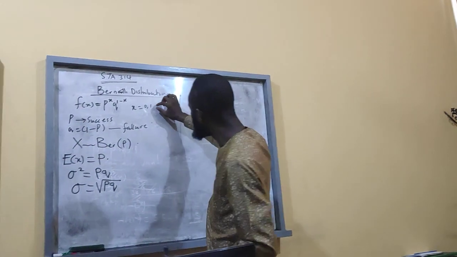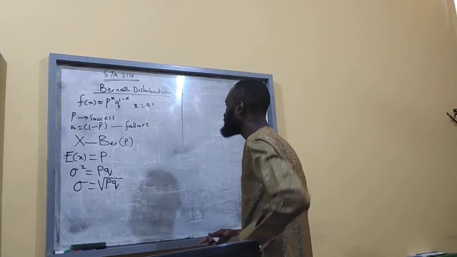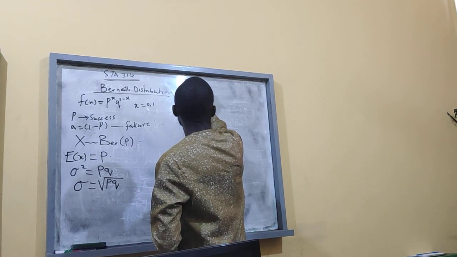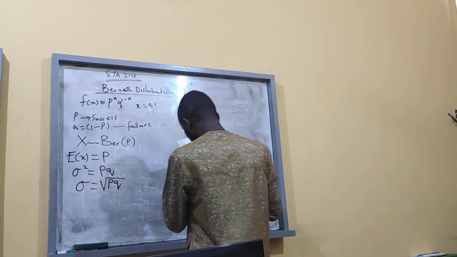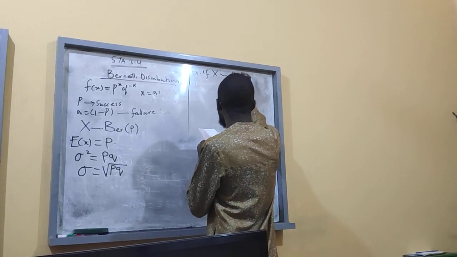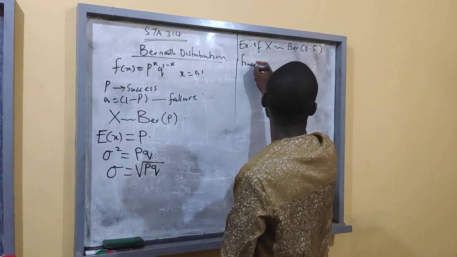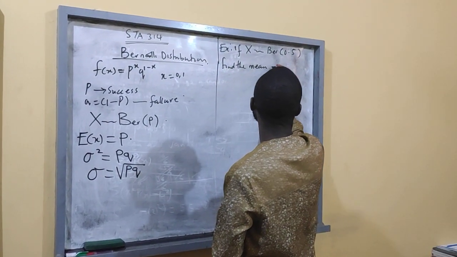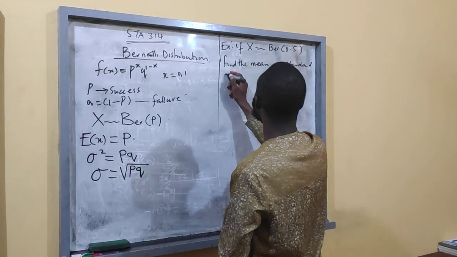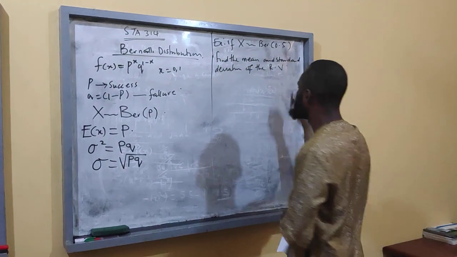Just take note, Bernoulli is only between 0 and 1, just one trial. It's either fail or success. And let's look at an application of Bernoulli. Let's say we are given this distribution, where x is expressed as Bernoulli of 0.5. They now ask you to find the mean and standard deviation of the random variable. Very easy.